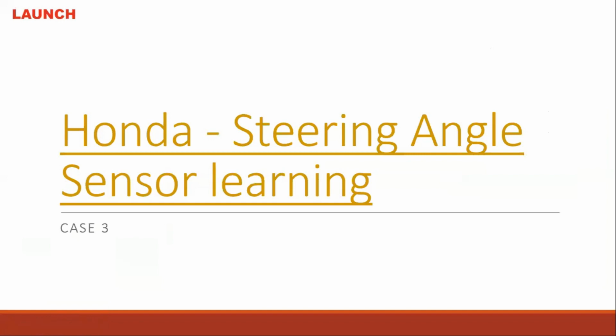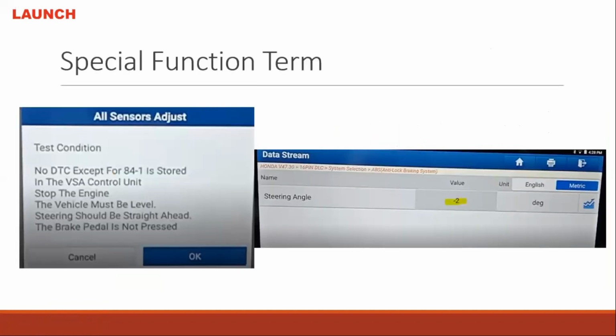In this Honda steering angle sensor procedure, there is also a notice. You need to be level. What is the meaning of level? This means you have to be on a flat place. Some cars are parked straight on the stand, with the engine on, on the vehicle stand.